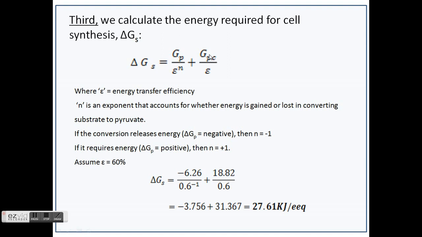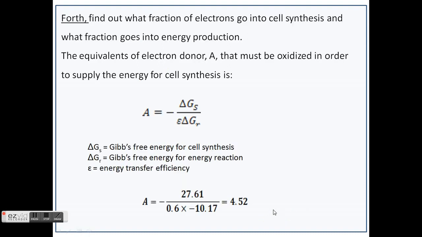Sorry, earlier on I was saying this GPC was energy for cell synthesis. It was energy to convert pyruvate to carbon. So now we have our energy required for cell synthesis. So what do we do now? We want to find out what fraction goes into cell synthesis.